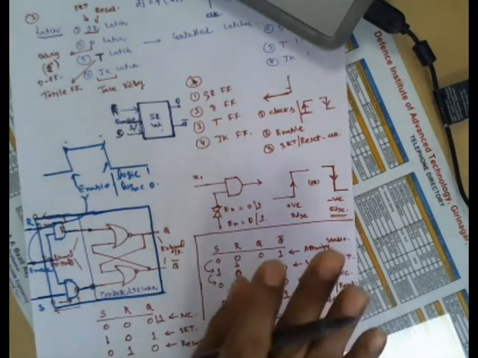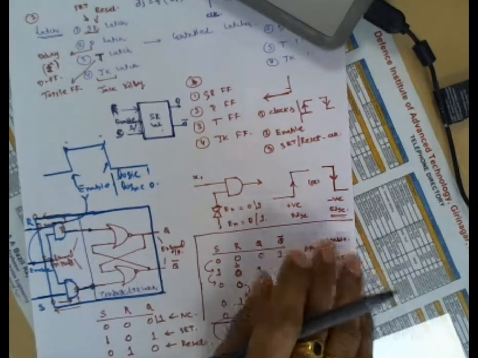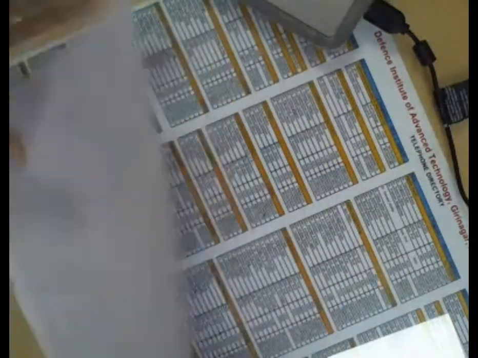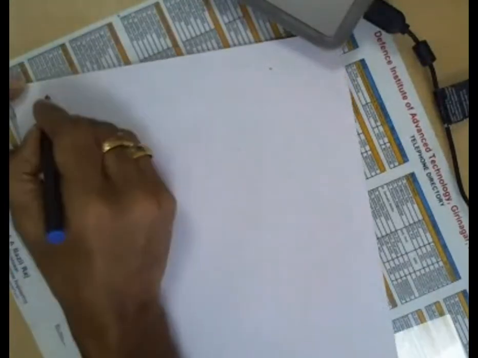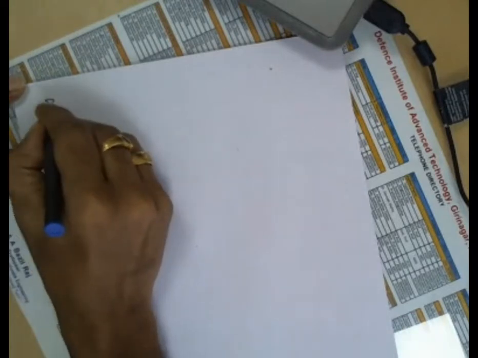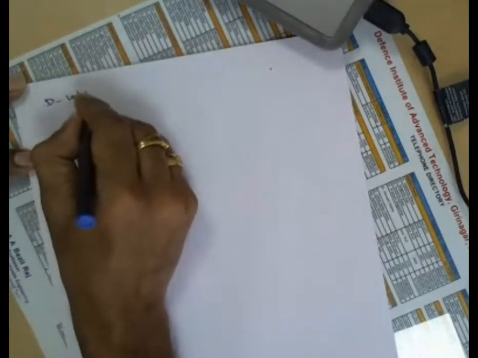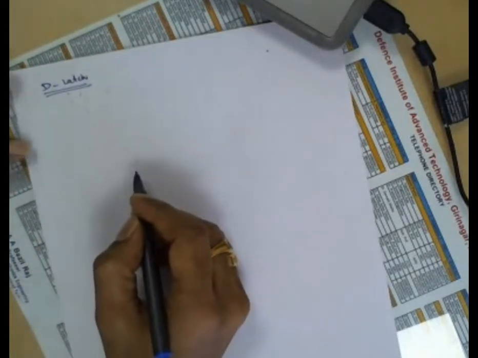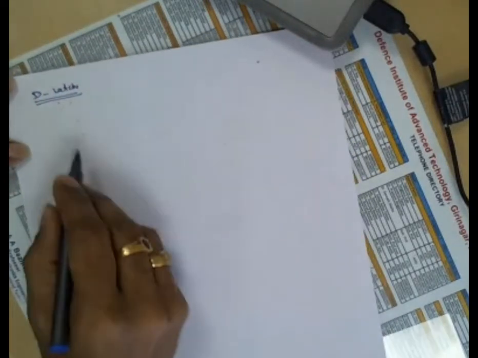These things we have seen now. Now we will move on to one more latch, and then we will understand how this is called a memory. That is the D latch. The second latch is the D latch. I am slightly modifying the same SR latch to function as the D latch.